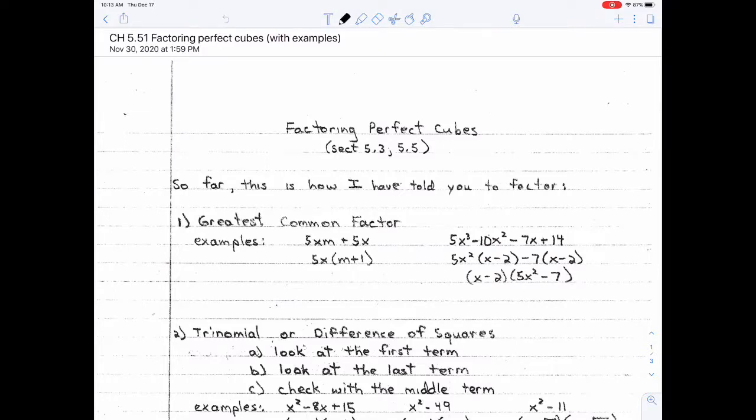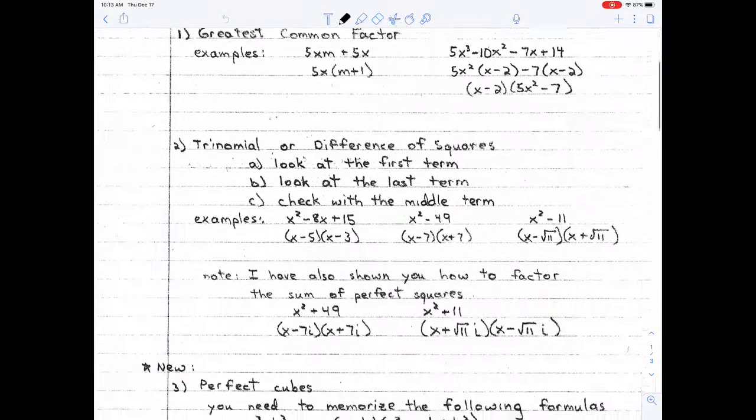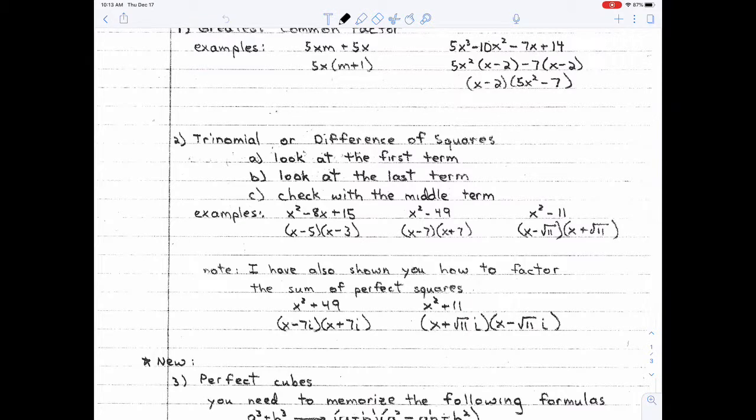You have the greatest common factor. That's the first thing you always look for. The second thing you should always look for is a trinomial or difference of two squares. You look at the first term, look at the last term, and check with the middle term. These are all examples of things you should be able to do. So pause the video and take a look at them. You should be able to factor all of these.